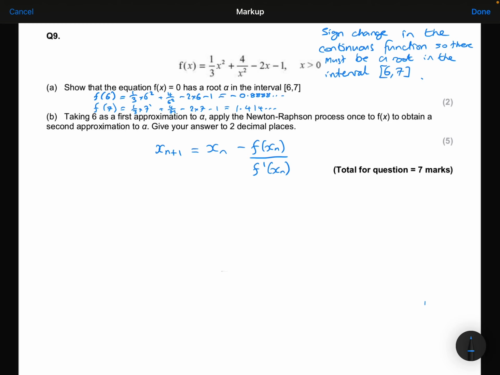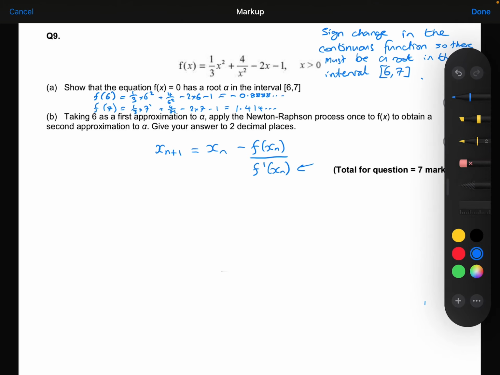So we are going to need to find f dash. We need to differentiate our function. So let's do that up here. In order to differentiate the function, I need to think of this x squared. I need to get rid of that off the denominator, so I'm going to rewrite that like that. Now I can differentiate this.